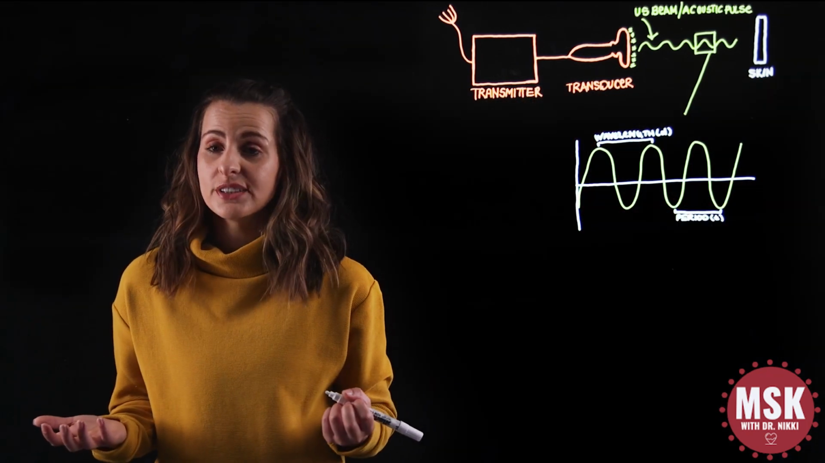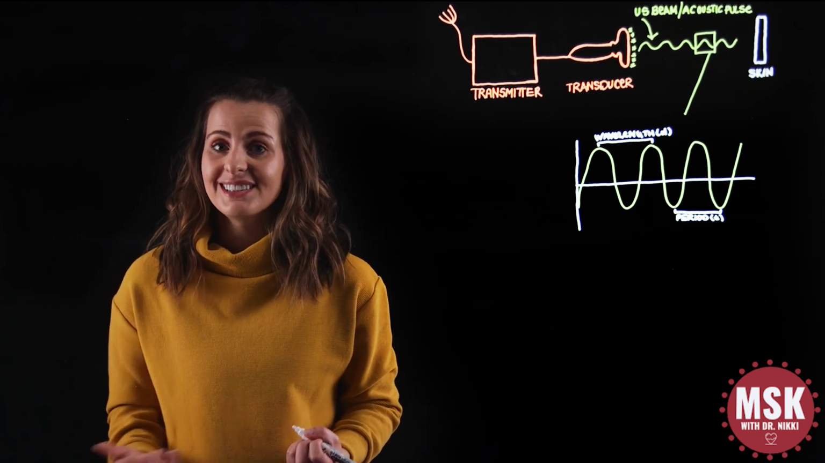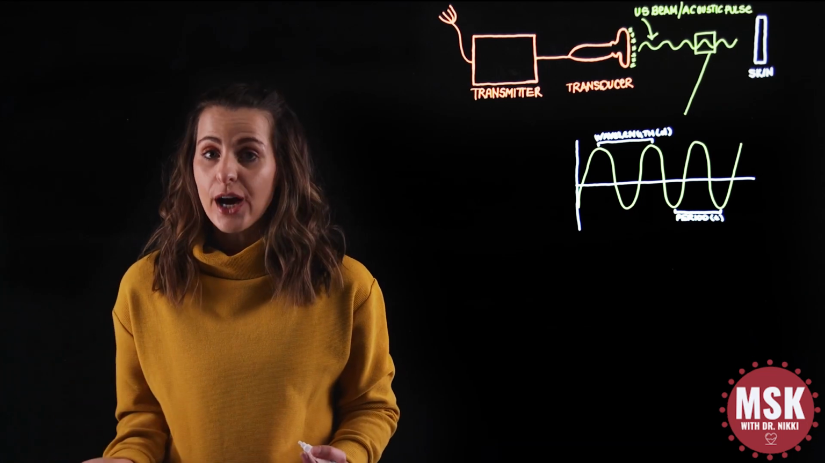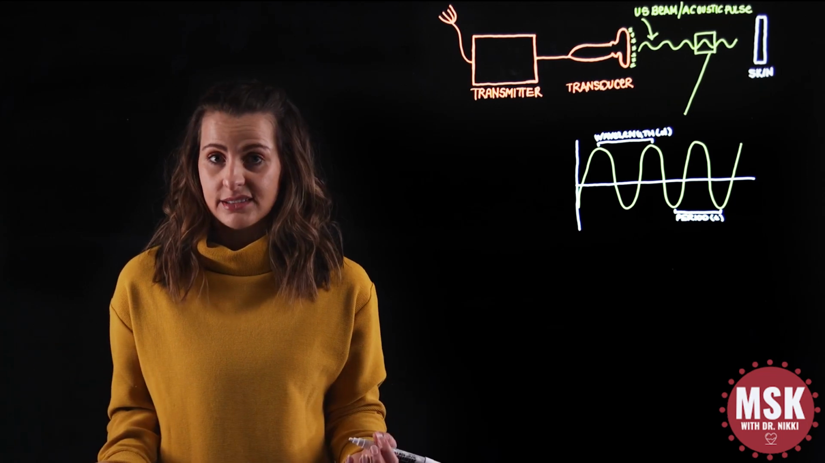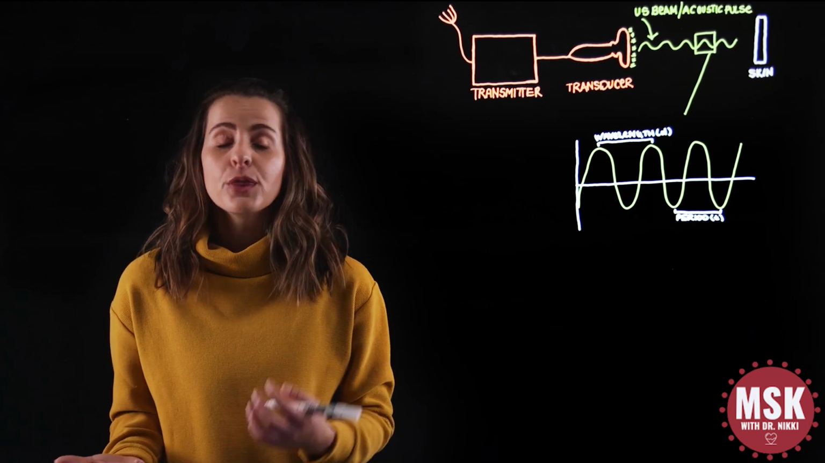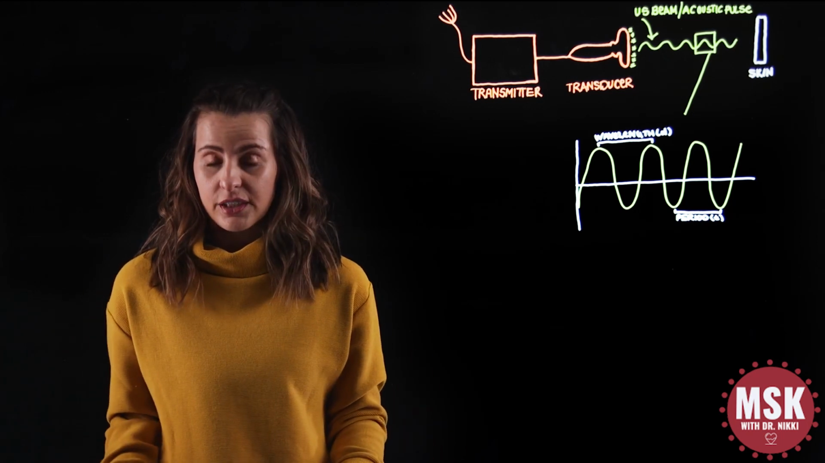Next, we need to consider the peaks of the waves, and this represents the amplitude. Amplitude corresponds to the loudness of the echo, which also correlates to brightness. So the higher the amplitude, measured in hertz, the brighter the structure. The lower the amplitude, the darker the structure.